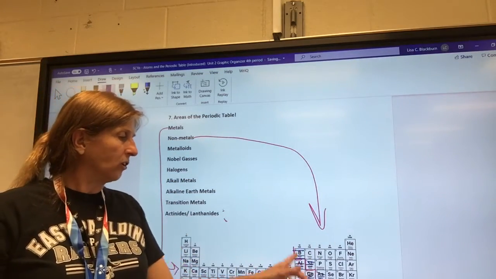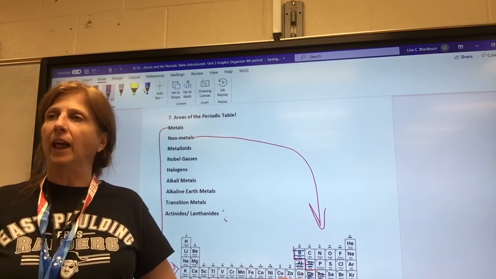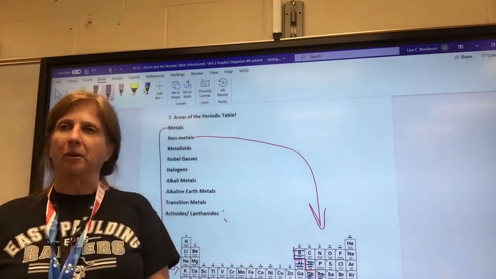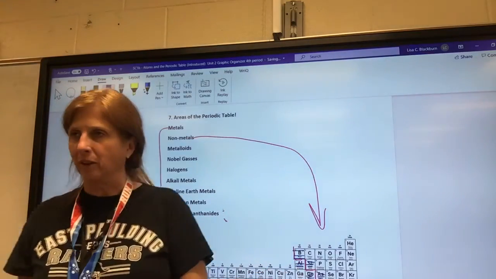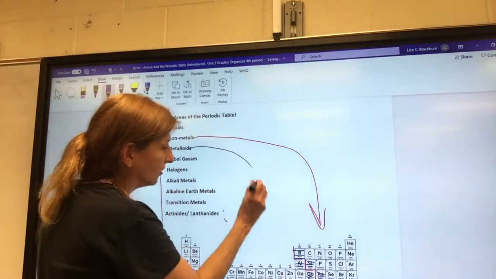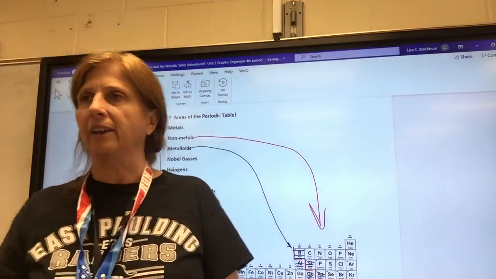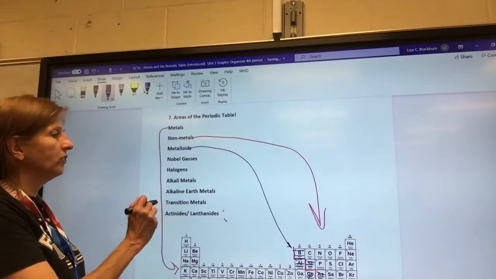Metalloids are semiconductors. See how silicon is a metalloid? The computer industry was born on semiconductors, metalloids, very important to our society. So metalloids touch the stairs. They're kind of metals, kind of not. The next one is noble gases.